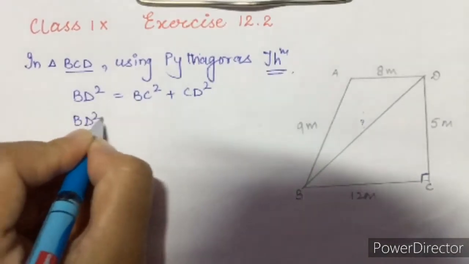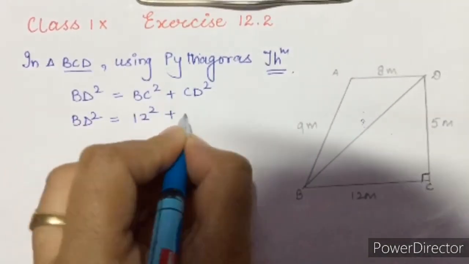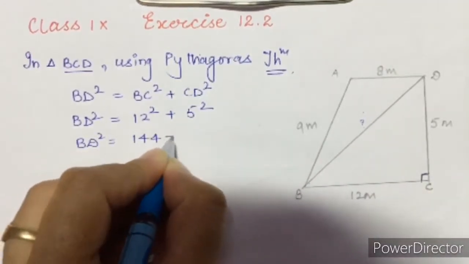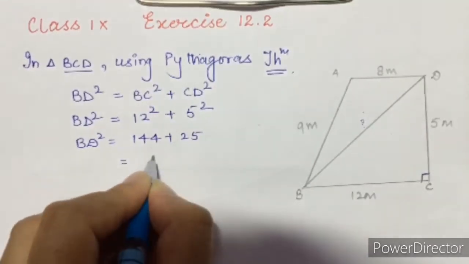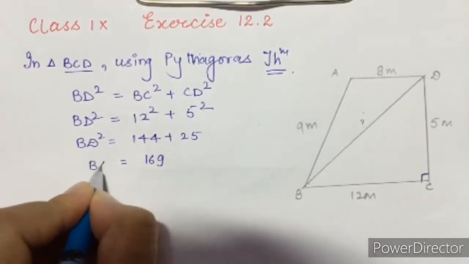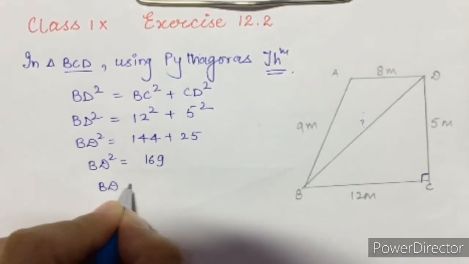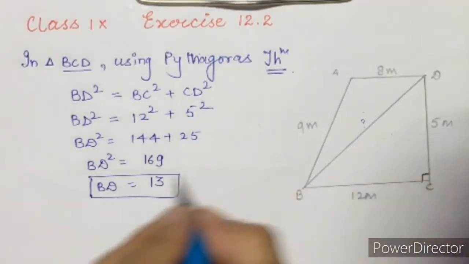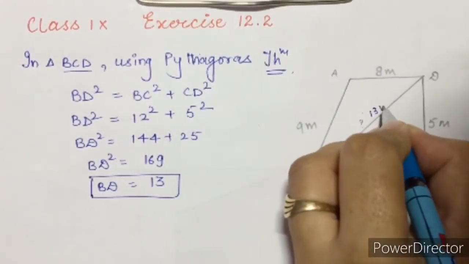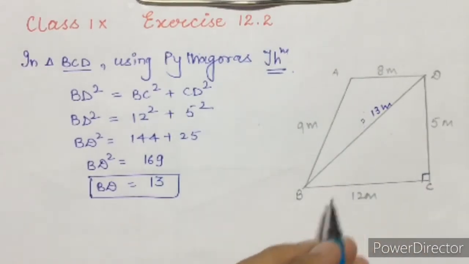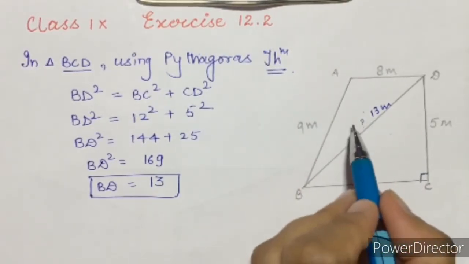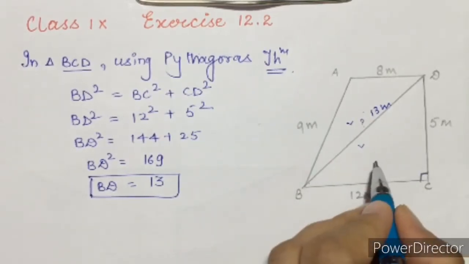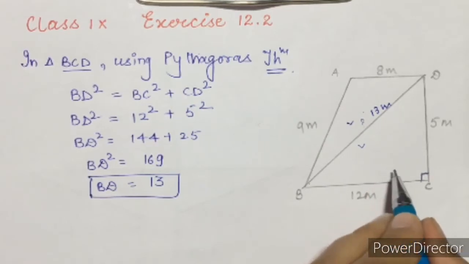BD square equals, what is my BC? That is 12. What is my CD? That is 5. That means BD square equals 144 plus 25, and 144 plus 25 is 169. BD square is equal to 169, and 169 is the square of 13. So I got my diagonal, BD equals 13 meters. Now I have to find the area of this triangle, and at last I will add both the areas.